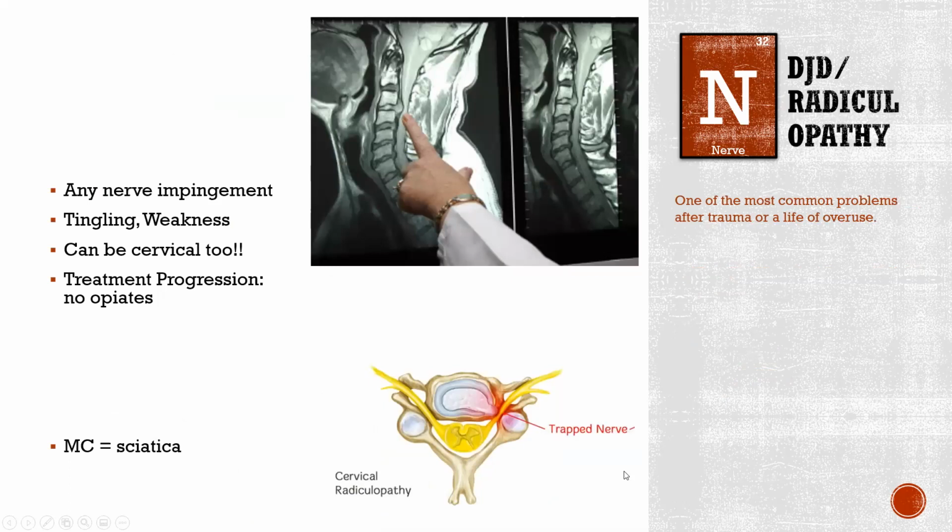Probably the most common nerve disorder that we see in musculoskeletal problems is degenerative joint disease or radiculopathies. Usually this is kind of any nerve impingement, right? And it's going to cause that tingling, paresthesia. Sometimes it can even cause weakness. Most likely we're seeing this in the cervical spine, so we're seeing it in the arms, but you can also see it in the legs as well. That's what sciatica is, right?